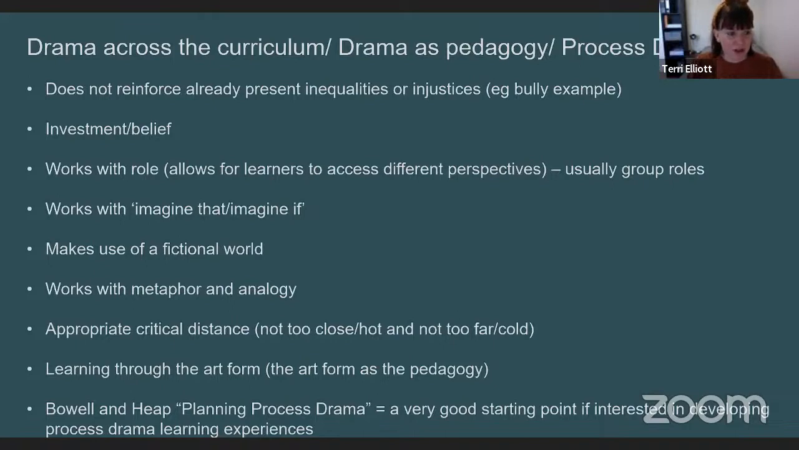Another person to look at who's doing great work on drama as pedagogy is Katie Dawson. If you just type in Katie Dawson, drama as pedagogy into Google, and then click on video, a phenomenal video of her talking about drama as pedagogy will pop up. So those are two easy and very accessible resources if you are interested in looking at this any more.